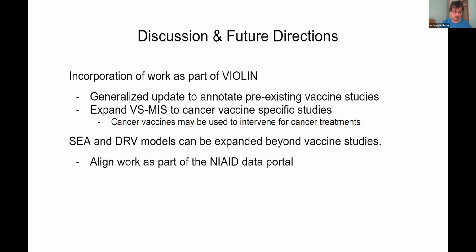Moreover, our framework here is only focused on the traditional use of vaccines to immunize against a disease. Certain vaccines, such as cancer vaccines, are used as an intervention for cancer treatment, and so would require a different set of modeling and details, which would end up being more complex. We also want to expand upon these models beyond just vaccine studies and see if we can align this work as part of the NIH data project.